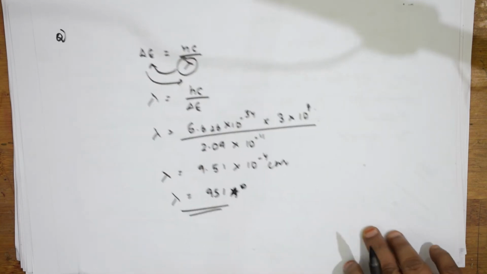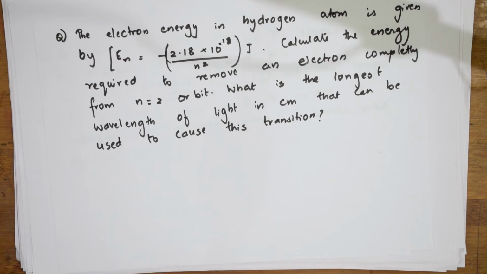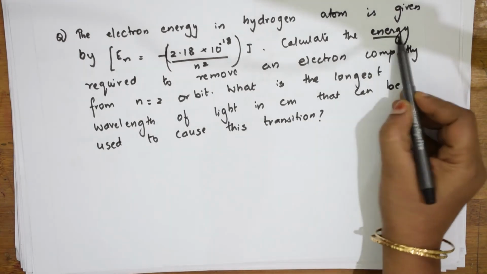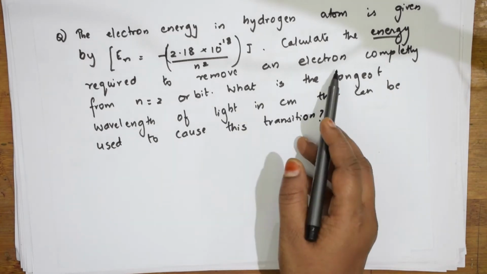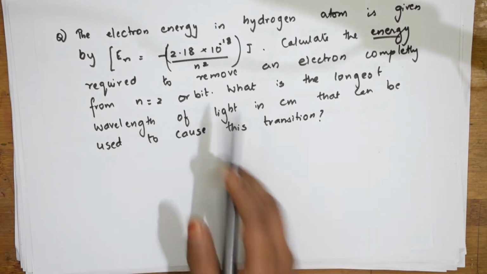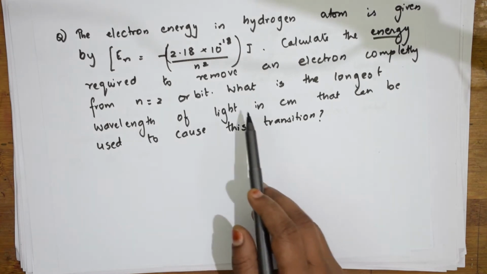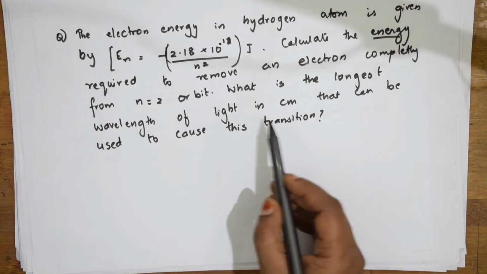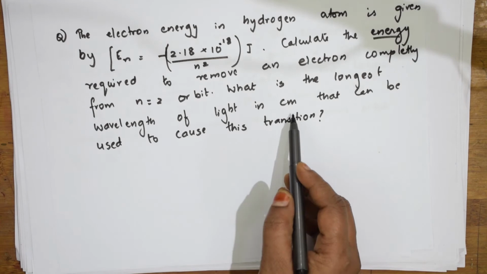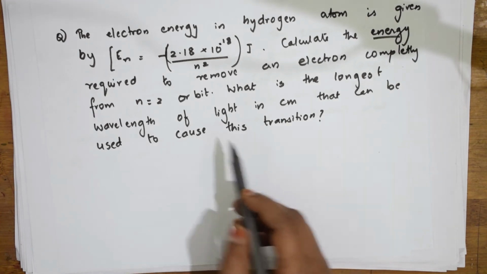Let's come back to one more numerical. So here in this numerical they've given me, let's read. The electron energy in hydrogen atom is given by, this is a formula which we have already learned in the theory part. Calculate the energy required to remove an electron completely from n is equal to 2 orbit. And what is the longest wavelength of light in centimeters that can be used to cause this transition?